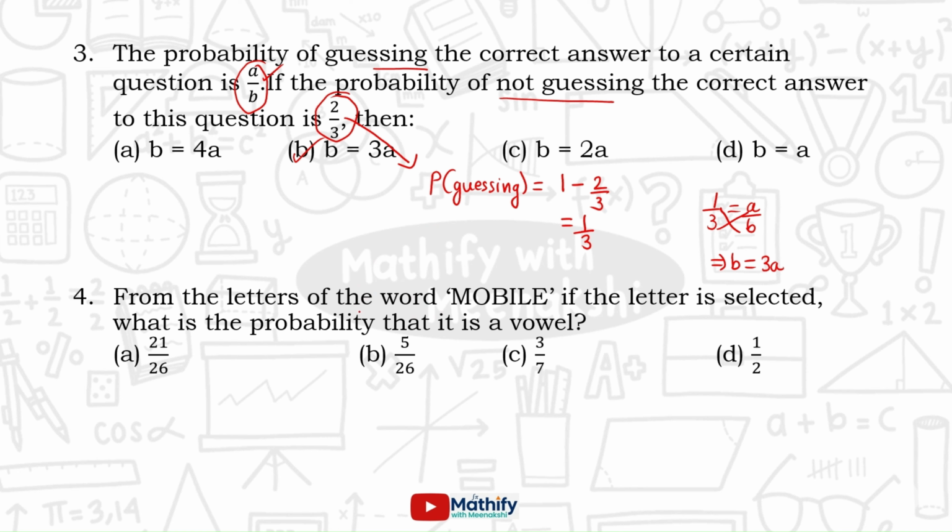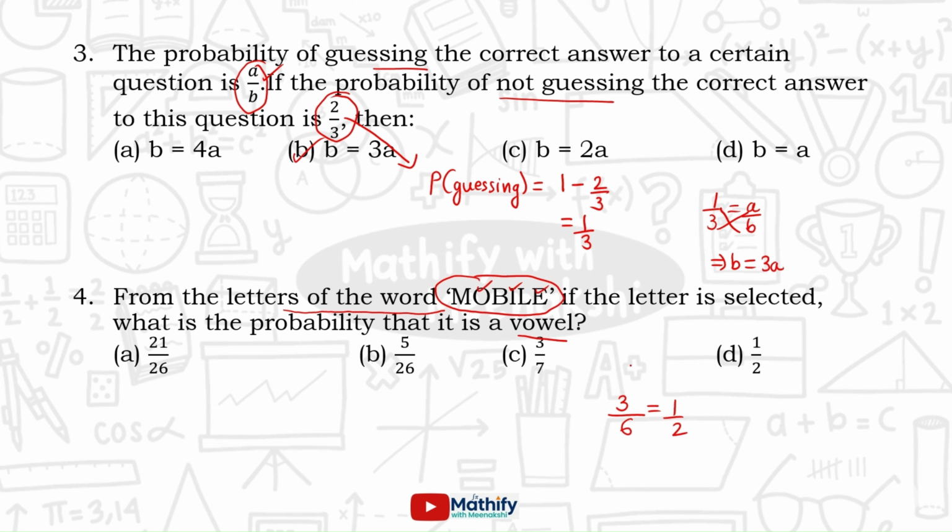From the letters of the word, that means only this you have to see. Mobile. If a letter is selected, what is the probability that it is a vowel? Now, as you are selecting from this word only, you're not selecting from all the English alphabets. So total you will see from here only 1, 2, 3, 4, 5, 6. And we have to select vowels. So vowels are 1, 2, and 3: O, I, E, that means 3. So answer is half.